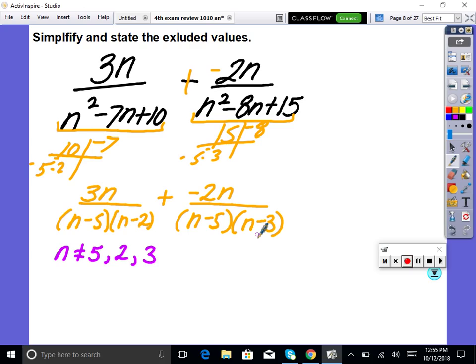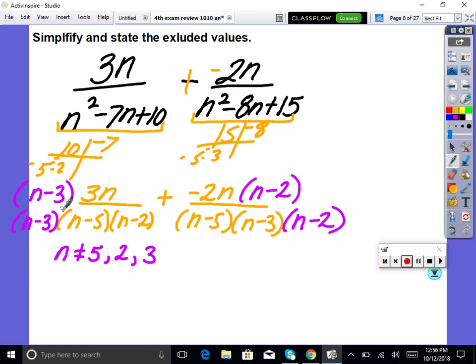Now we need a common denominator. This one has an n minus 5, so does this one. We're all good. N minus 2, this one doesn't have an n minus 2, so it needs one. This one does not have an n minus 3, but it needs one. Right now, you're going to ignore the denominators, but not permanently. Don't get this confused with solving.